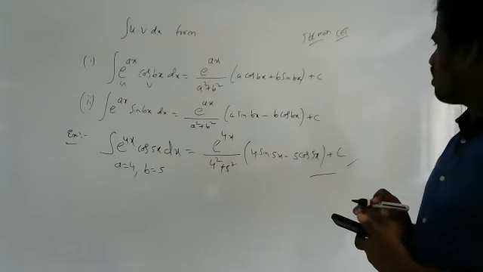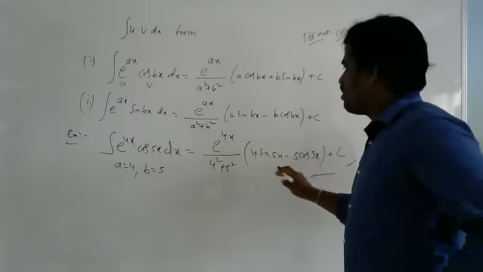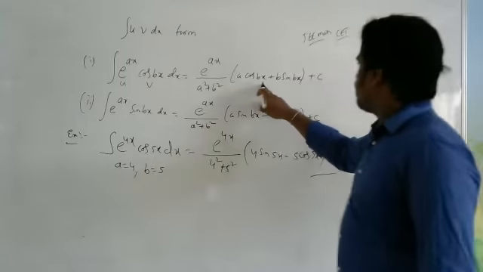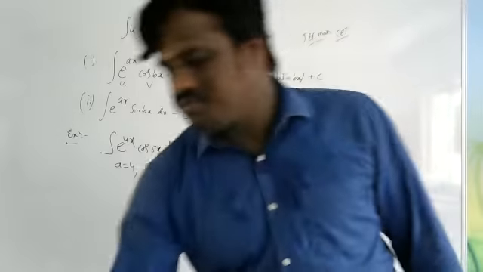Understand? 4 cos 5x, a plus, right? Okay, I applied it wrong. This one here is 4 cos. Sorry, I applied the wrong formula.